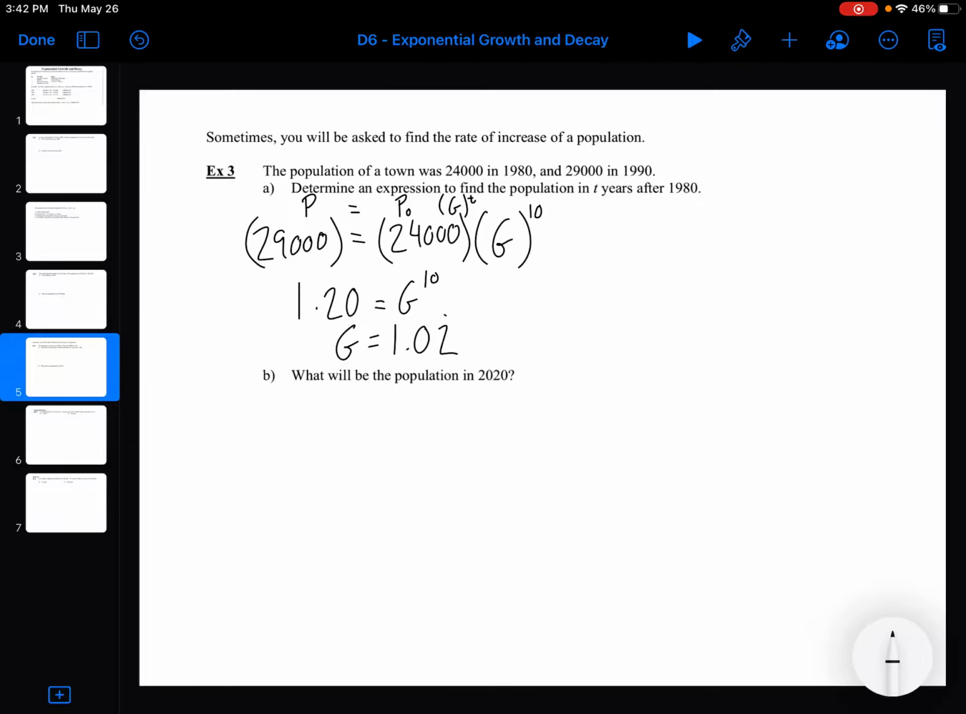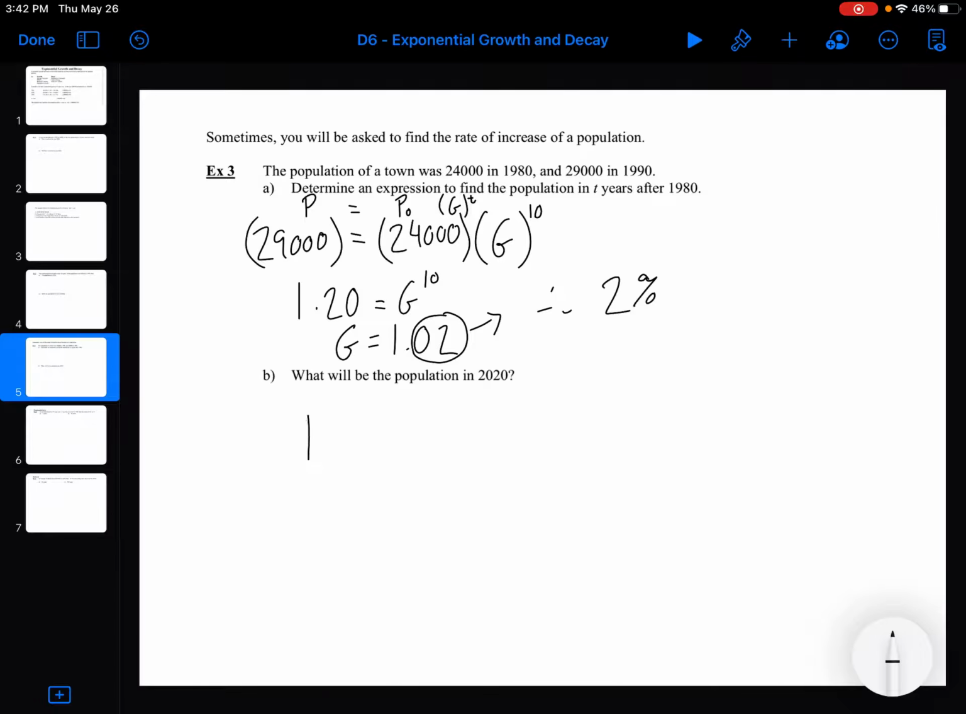1.02. So this is our growth value. That's a percent as a decimal. So then therefore that's going to change to 2%. Okay, remember our growth value, if it's a percentage, we always do 1 plus whatever the percent is as a decimal. So what will the population be in 2020?